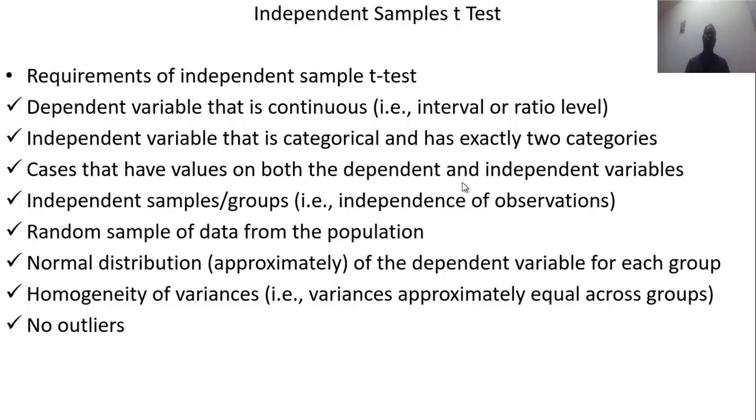For example, the variance in the female students group and the variance of the values in the male group should be equal. Another requirement is no outlier, no significant outlier. There should not be a deviant value in the data.